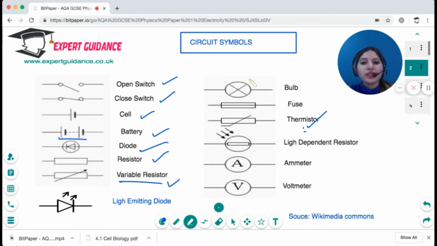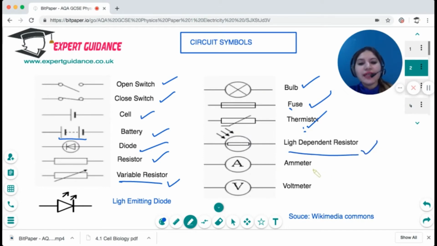A circle and this across is a bulb. A fuse is a device which breaks the circuit when a current greater than the threshold is passed to it. So it's a box with a line in the middle. Then if on a resistor you draw arrows coming down, that's a light dependent resistor, whose resistance depends on light.